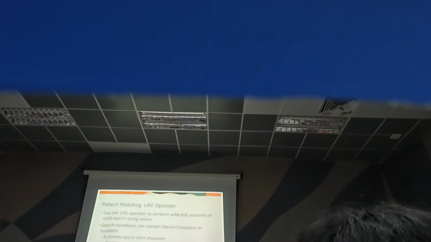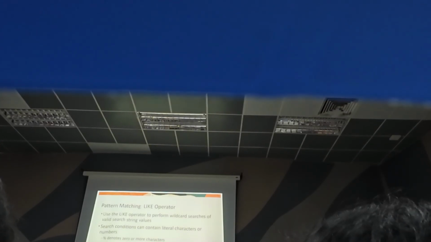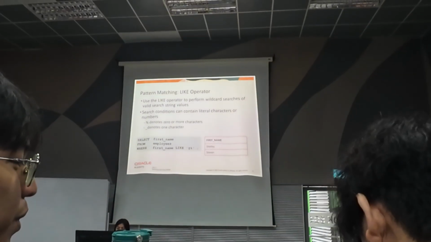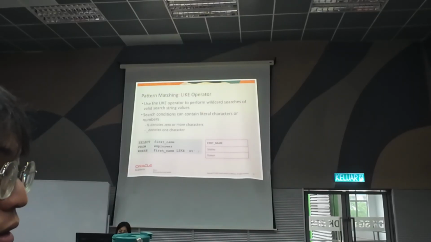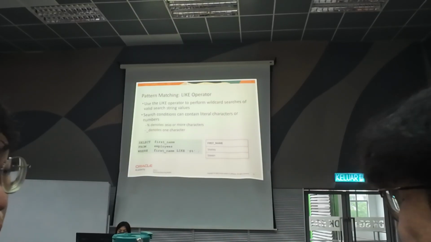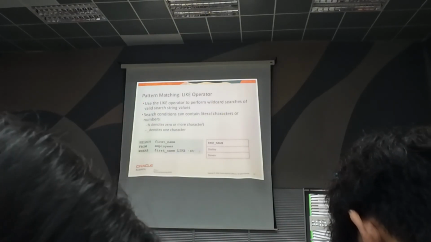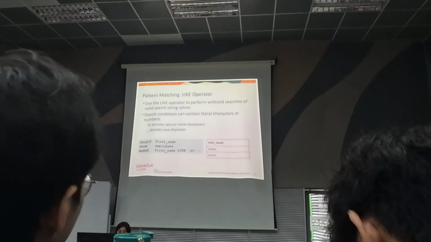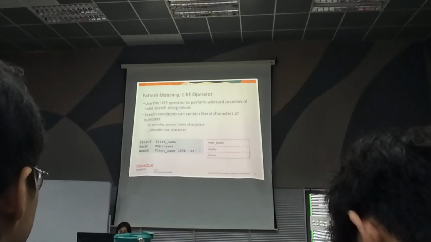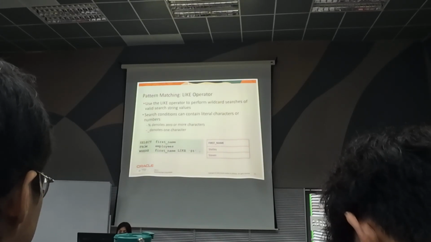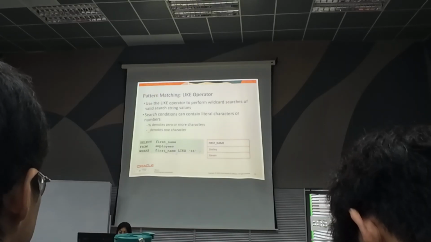Okay, LIKE operator. This one is very common. We use the LIKE operator to perform wildcard searches of valid search string values. We can use a search condition that contains literal characters or numbers. When you put percent, what does it mean? It shows 0 or more characters. Concentrate. You put underscore, it means only one character. Let's say select first name from employees where first name LIKE. You must put it in single quotes because it's a string.